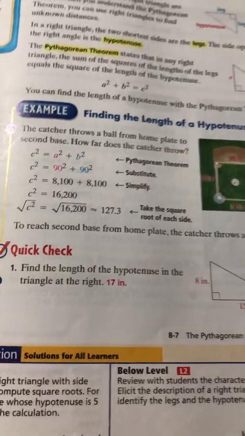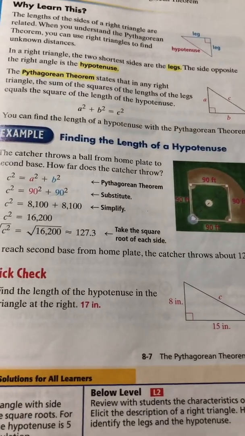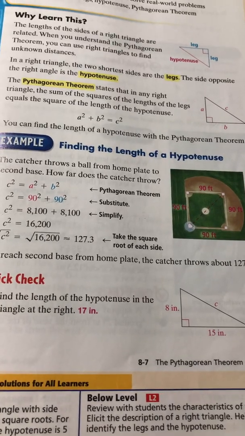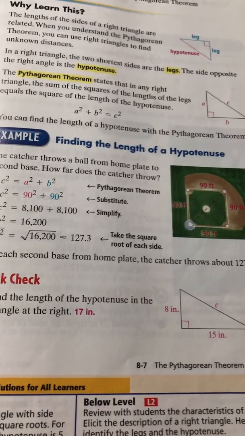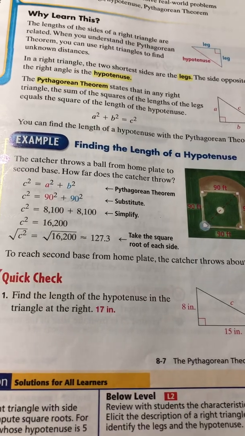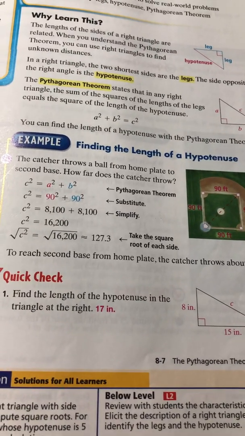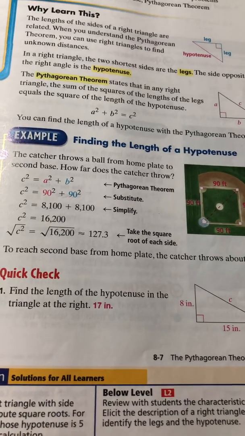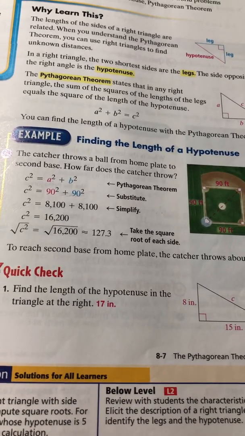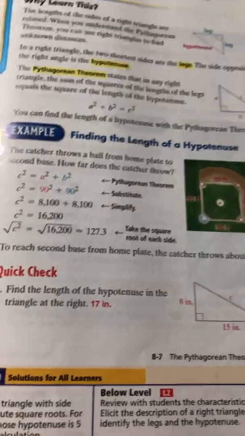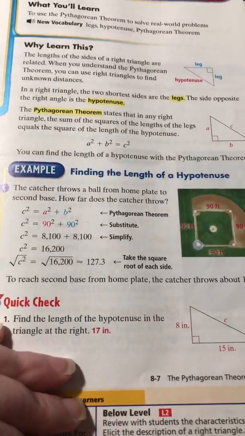They give you this quick check here. So 8 is a leg, 15 is a leg. We have to find the value of C. In order to do that, we follow Pythagoras' theorem. So I square 8 and I square 15. I add them together, and then I have to find the square root of that answer. Okay, so as you can see, it's 17.